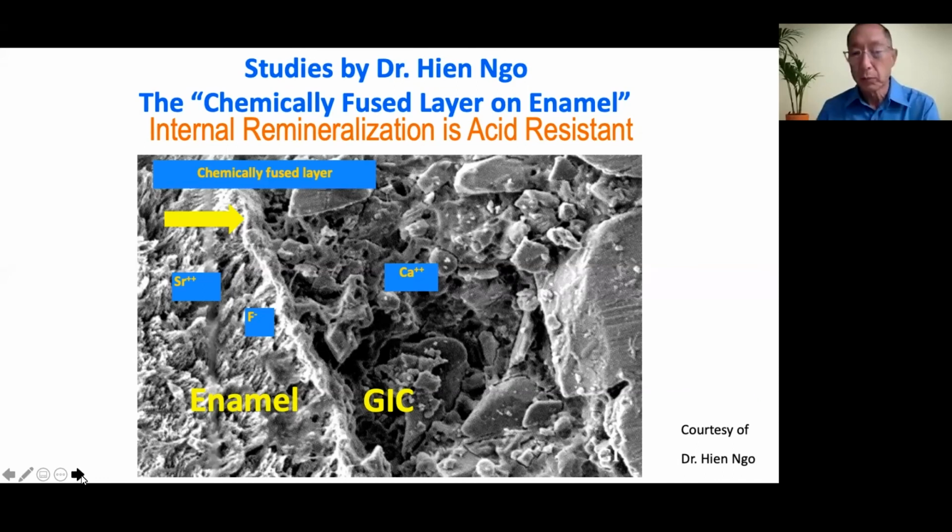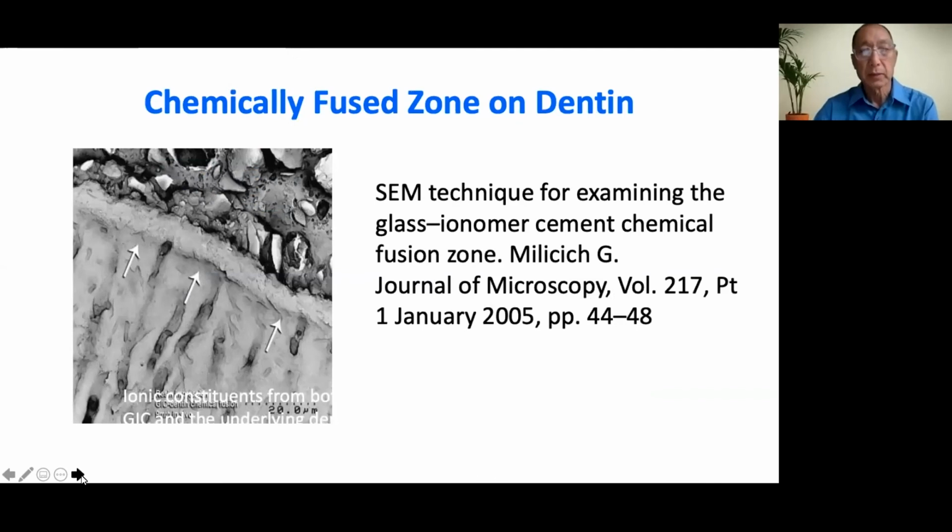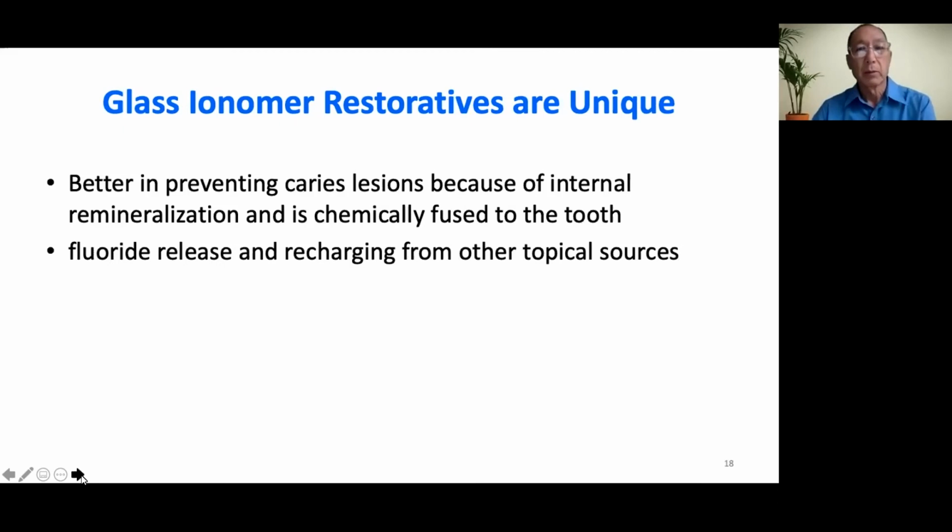And unless you physically remove the restoration with the bur, how on earth is the chemically fused layer going to be dissolved? So it's there forever. And one of the few unique things that glass ionomer has is the ability to do remineralization. Resin does not have that capability to this effect. Does it happen on dentin as well as enamel? Yes. Thank you, Graham Mount, for your article in the Journal of Microscopy showing that it does, in fact, happen on dentin as well.